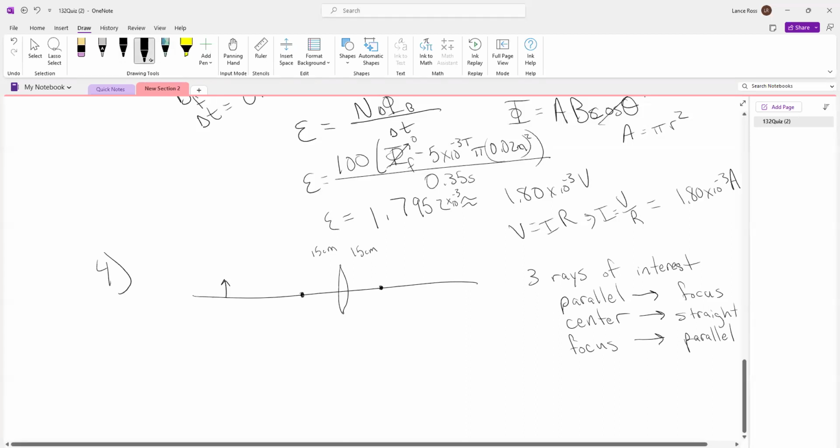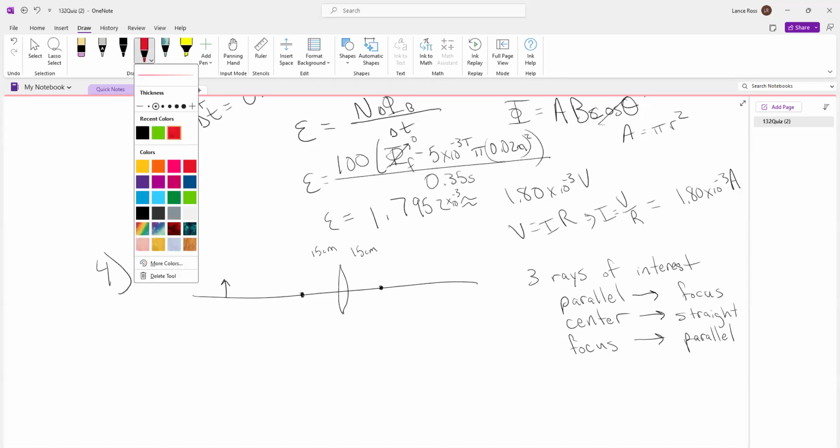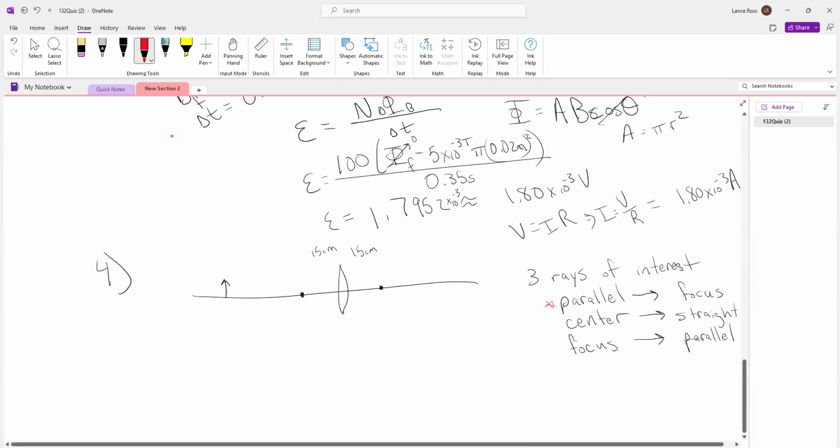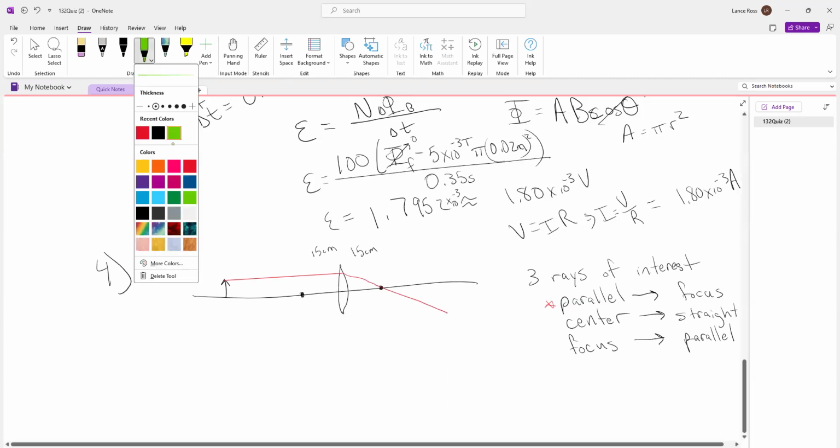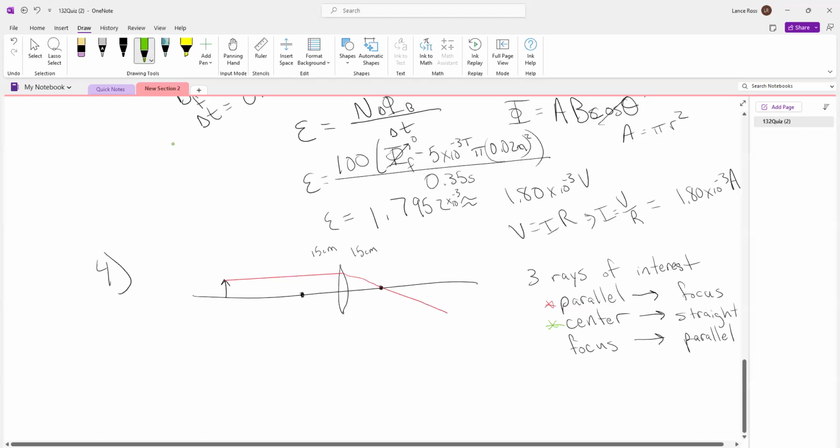Change colors here. In parallel. Out through the focus. In through the center, keep going straight.